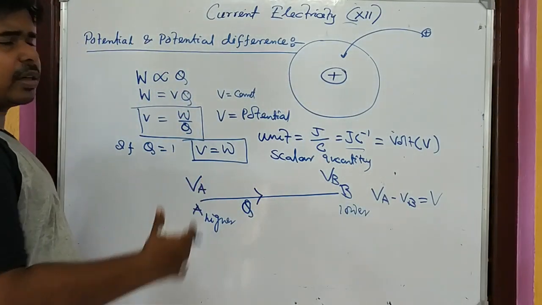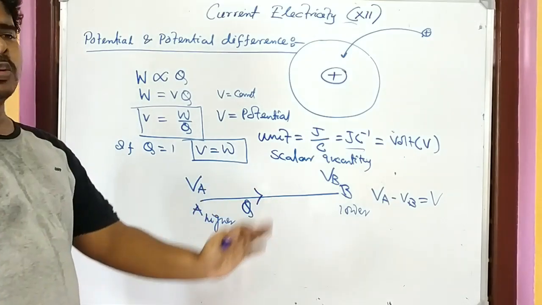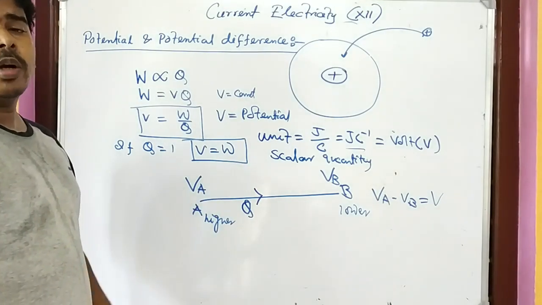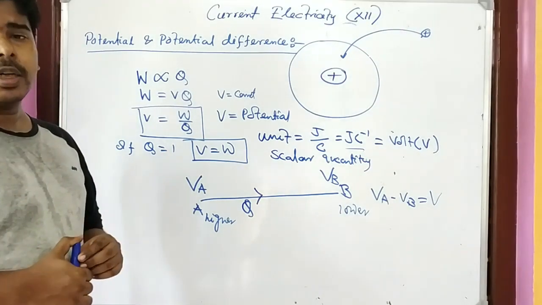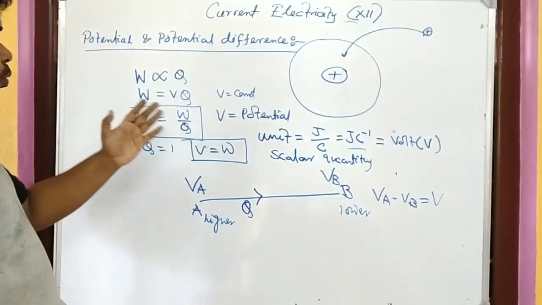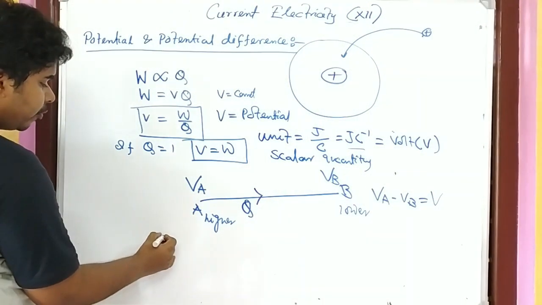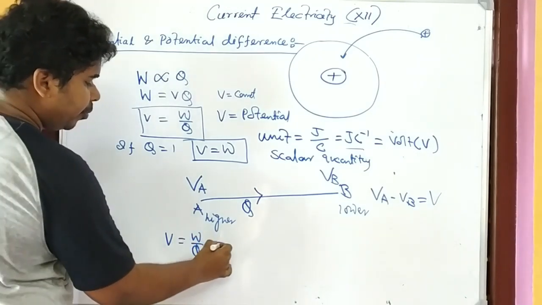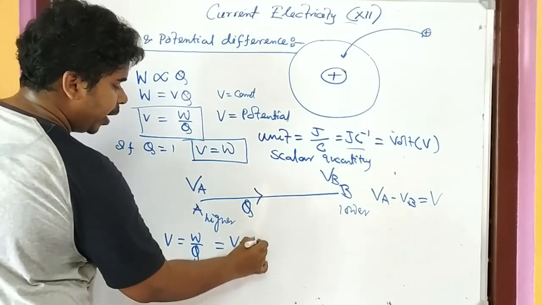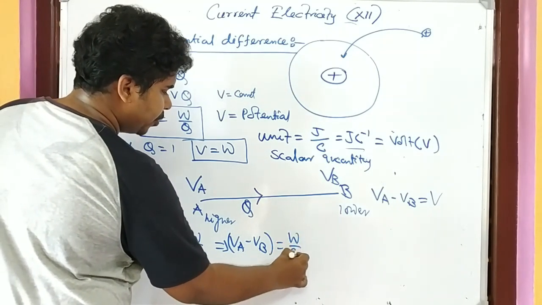That's why I am just moving a little faster. So to take a charge from one potential to another potential, the work done per unit charge is known as the potential difference. So here we can write that V equals W by Q, and here V means VA minus VB, that equals W by Q.